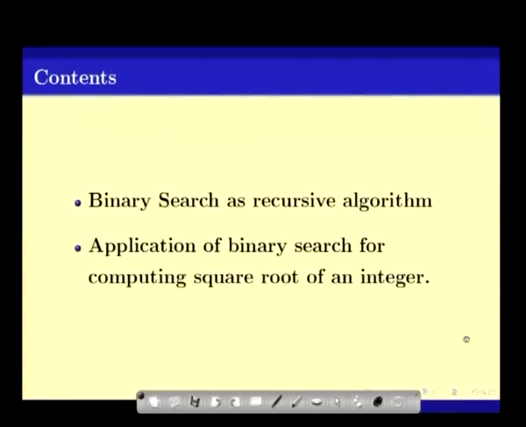Welcome to the UGC lecture series in computer science, and the topic is algorithms. So today we'll be doing applications of binary search. In the last few lectures, we have seen binary search. Today we'll be seeing binary search as a recursive algorithm, and then we will go into seeing applications of binary search for computing square roots of an integer.